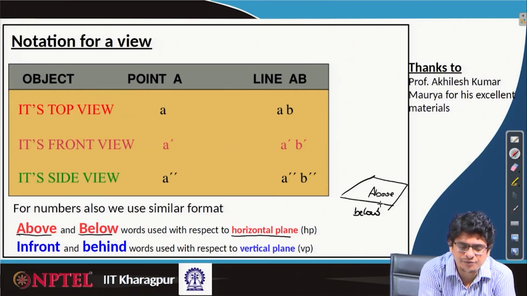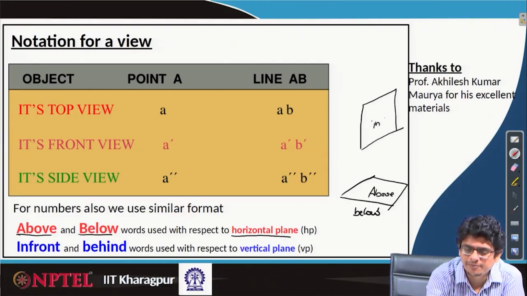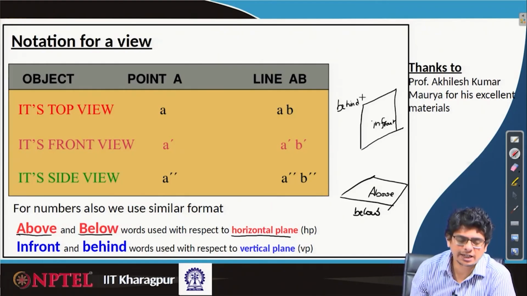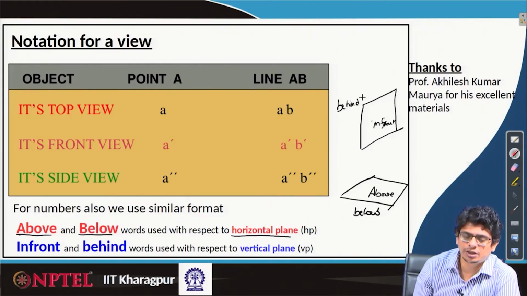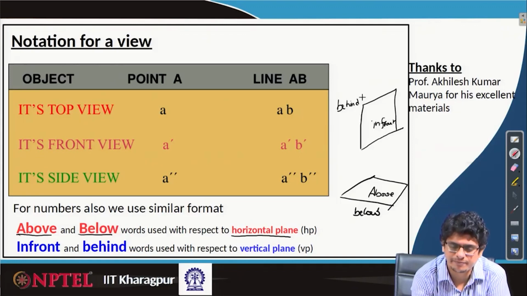If something is in front and behind, there is a vertical plane: in front of that plane, how far that object is present, and behind the plane, how far that object is present. These are the standard words we use. That indicates that we are referring either to a horizontal plane or a vertical plane.